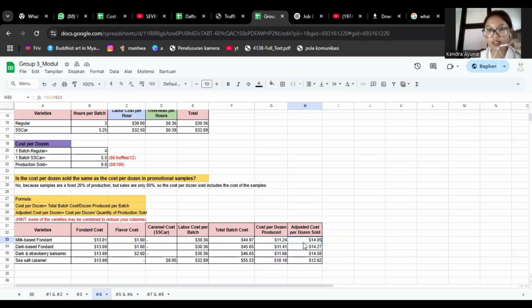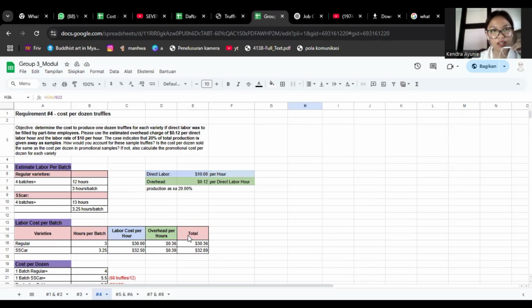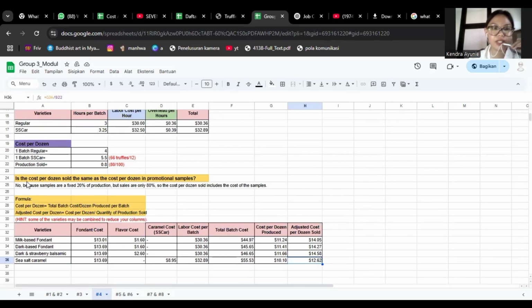And the adjusted cost that we got here is mostly $40, but for the sea salt caramel, because they got many more truffles for one time to produce, it's much cheaper than the other varieties. So that's it for me. Once again, I'm going to emphasize my answer: the answer is no, because the promotional samples are also calculated in here, so it makes it much more expensive because we need to include the promotional sample costs. So that's it for me, and thank you for your time.